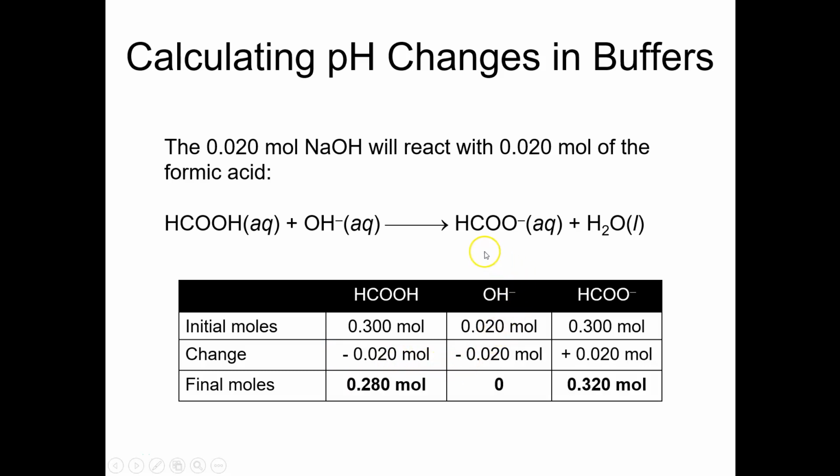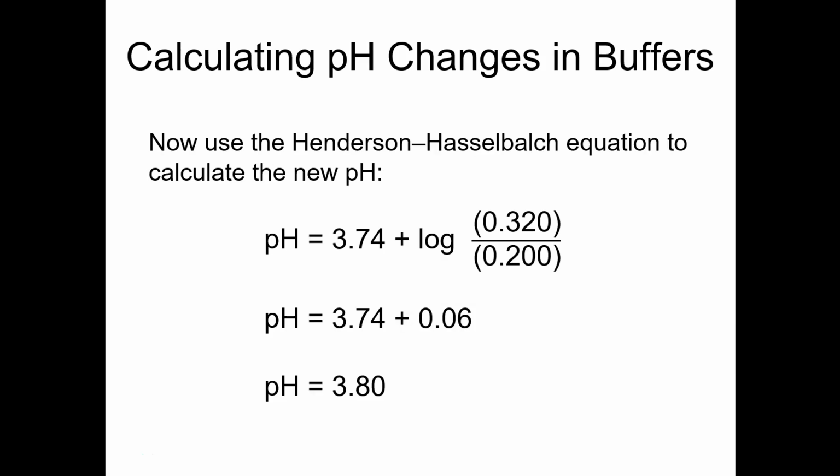Once more, because the equilibrium here lies so thoroughly on the right, we can simply write this as a one-directional arrow. We'll have no hydroxide left when we're done. We will have 0.02 moles less of formic acid than when we began. We will have 0.02 moles more of formate than when we began. And now we can take those values and plug them into Henderson-Hasselbalch.